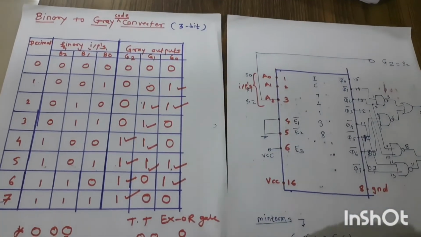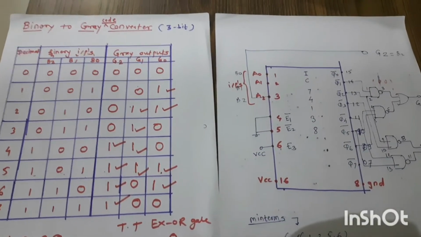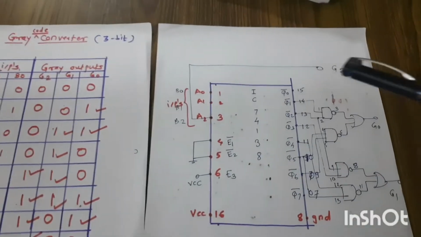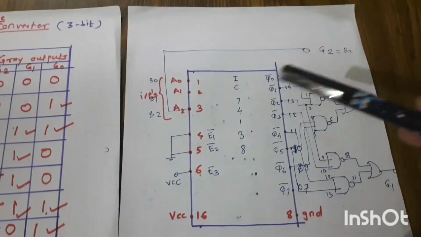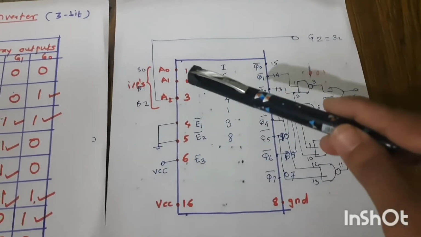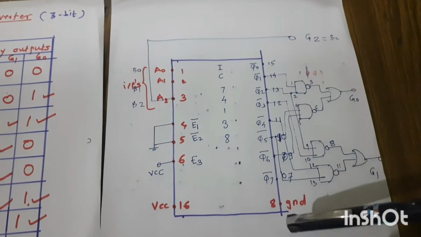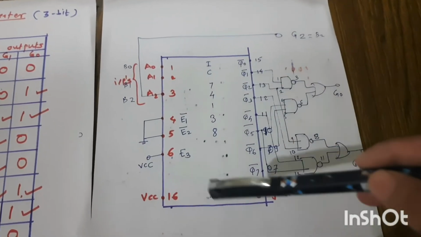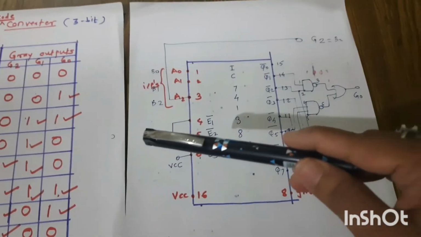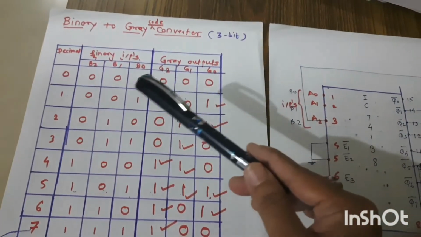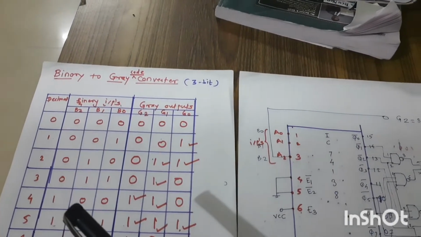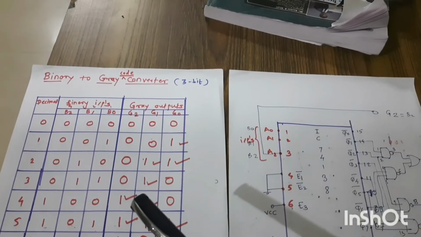So now we are going to see how to draw the circuit diagram of the binary to gray code converter using the IC 74138. As we all know, IC 74138 is a 3:8 decoder IC. In that we have 3 inputs and 8 outputs. So you can see here the pin configuration. You can see 1, 2, 3 are the inputs. So what inputs we have, that is B0, B1, B2, because it's binary to gray. That means binary are the inputs and gray are the outputs.